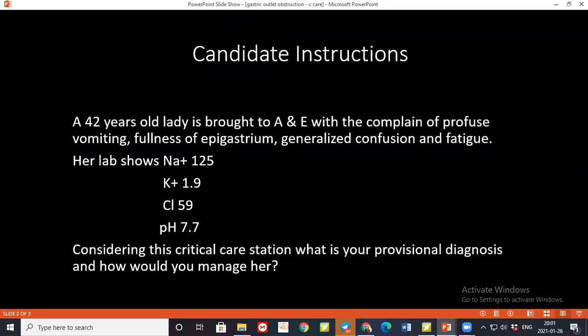Okay, can you please tell me why the patient has hyponatremia? Ma'am, because there's a loss of acids, due to which there is a metabolic alkalosis. For this metabolic alkalosis, the body will try to excrete the bicarb. So bicarb excretion is basically accompanied by sodium. That's why the patient would have hyponatremia.